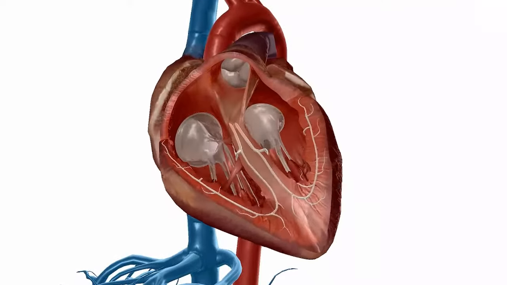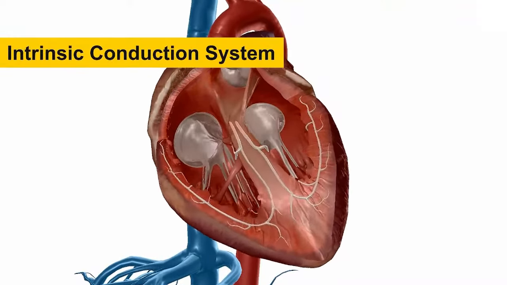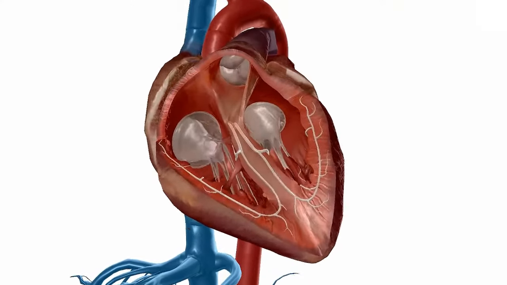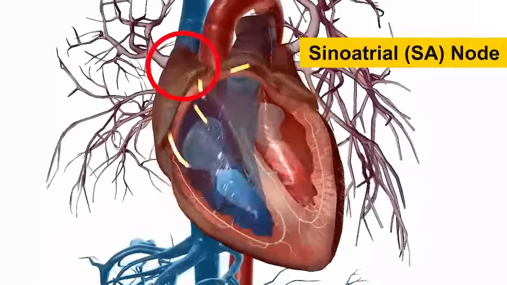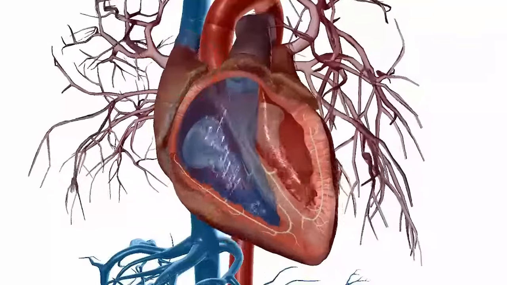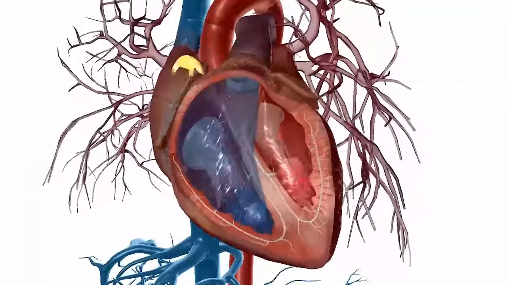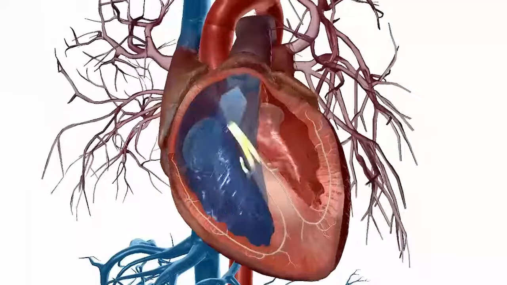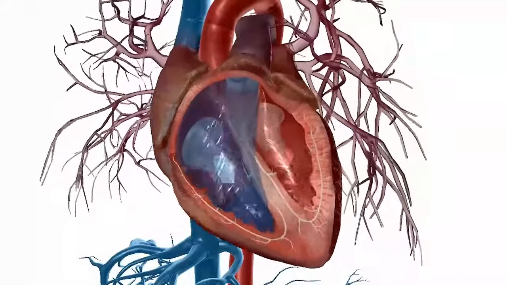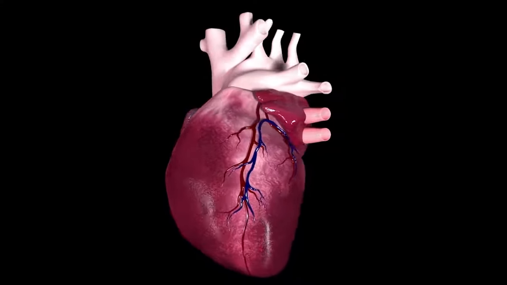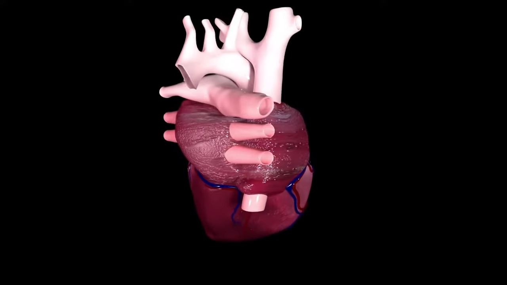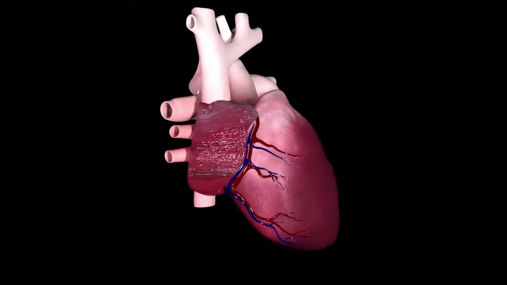Another fascinating feature is the heart's intrinsic conduction system. The heartbeat is controlled by specialized cardiac cells, not the brain. The sinoatrial (SA) node, located in the right atrium, acts as the heart's natural pacemaker. It generates electrical impulses that spread across the heart muscle, causing it to contract in a coordinated manner. This system is self-regulating, and the heart can even continue beating temporarily when removed from the body, as long as it has nutrients and oxygen.